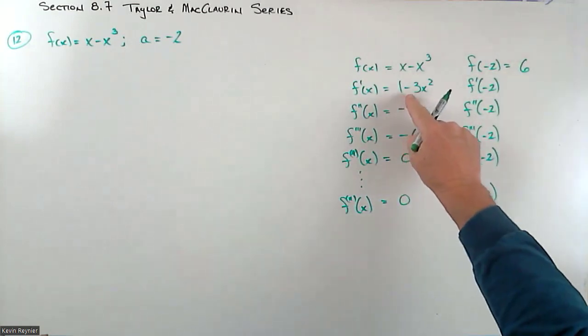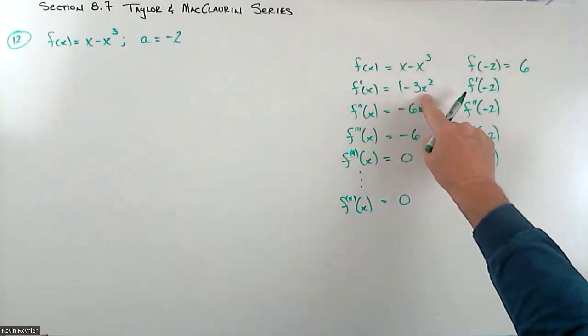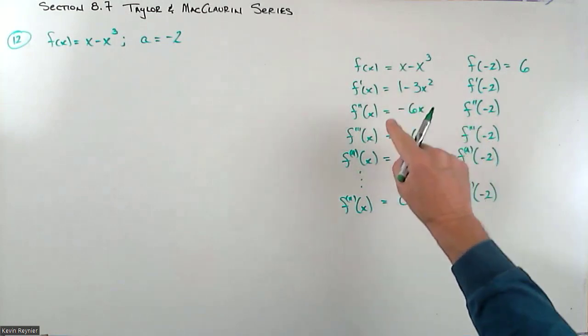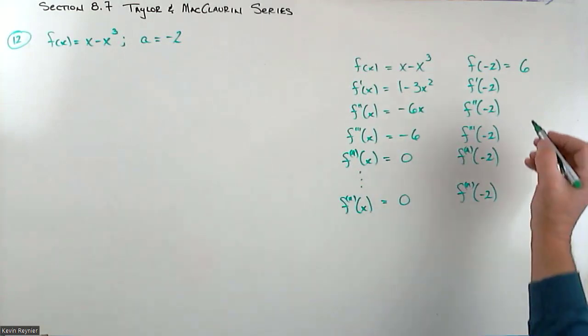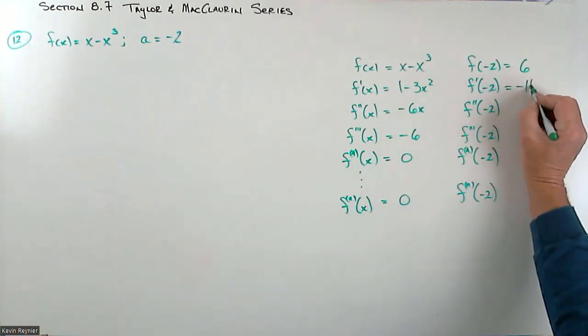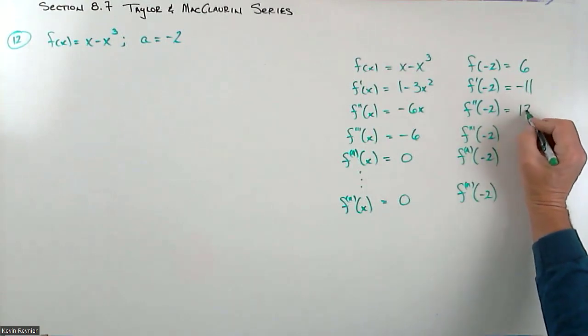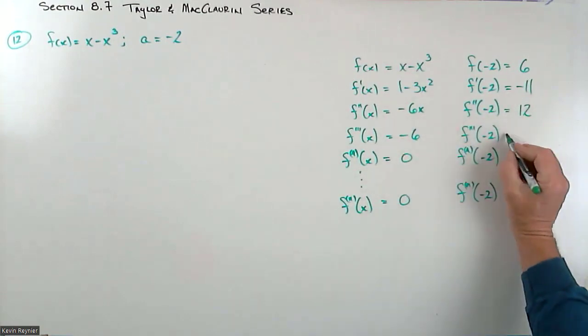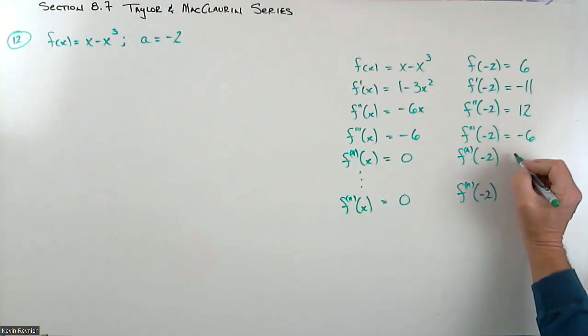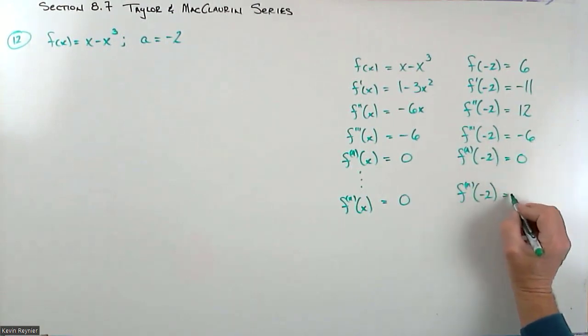Here we get 1, now this is negative 2, so negative 2 squared is 4, 4 times 3 is 12. So we get 1 minus 12, so we get negative 11 there. Here we get negative 2 times negative 6, that's just going to be 12. Here, it's a constant, it equals negative 6, and all of these, of course, are going to be 0.